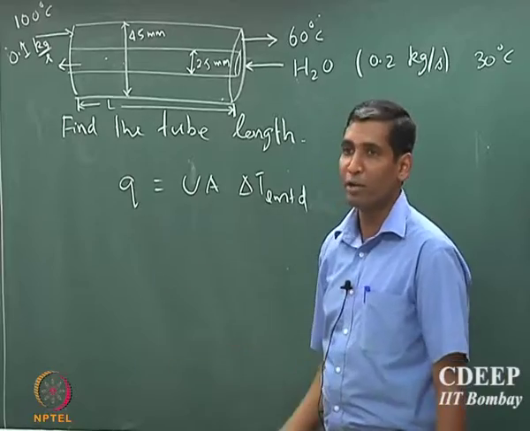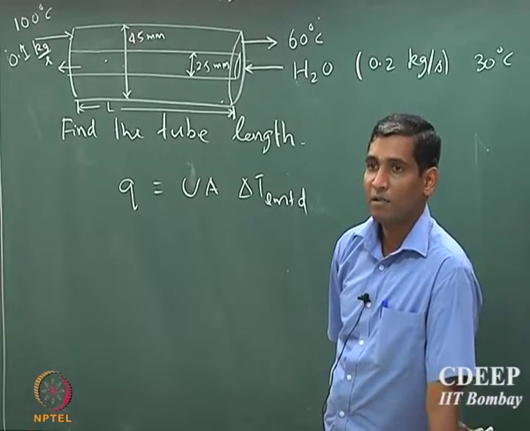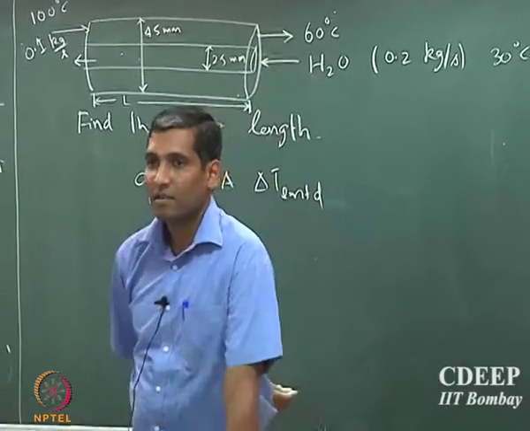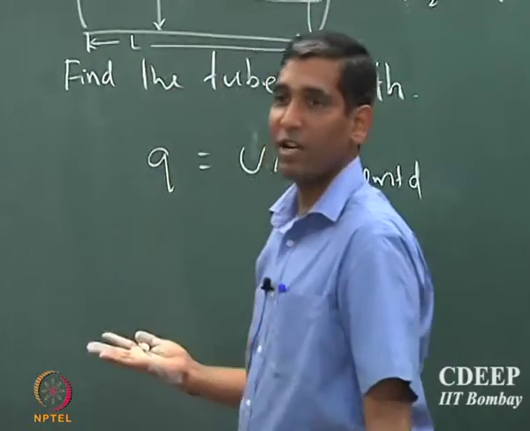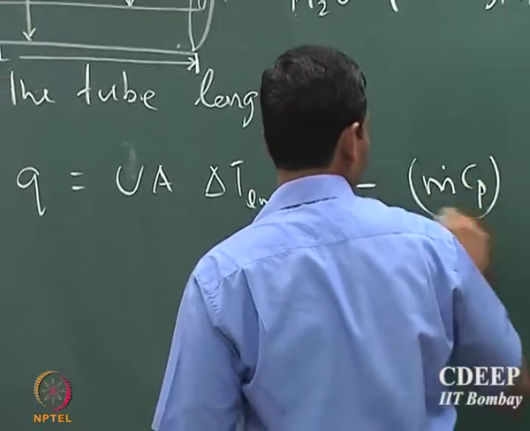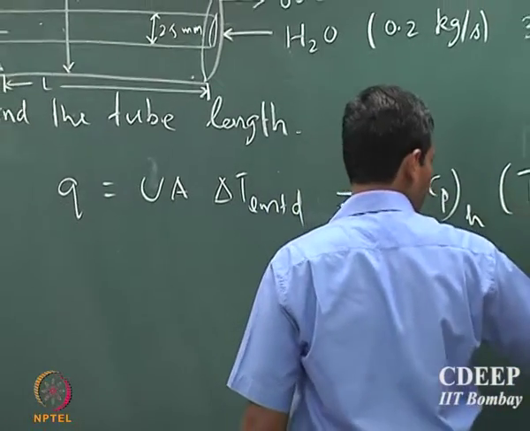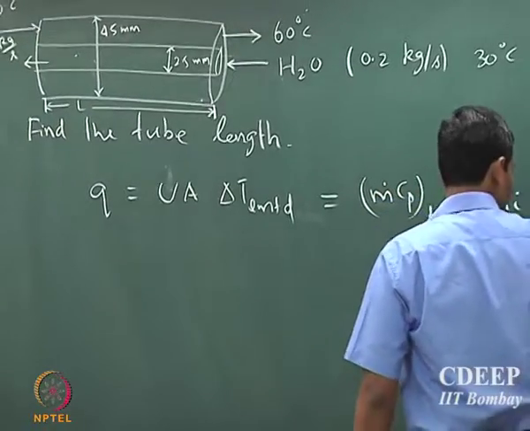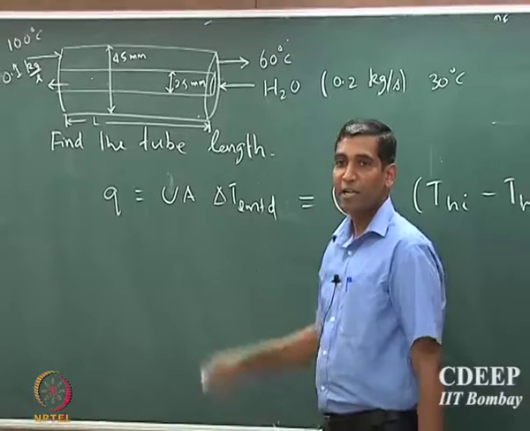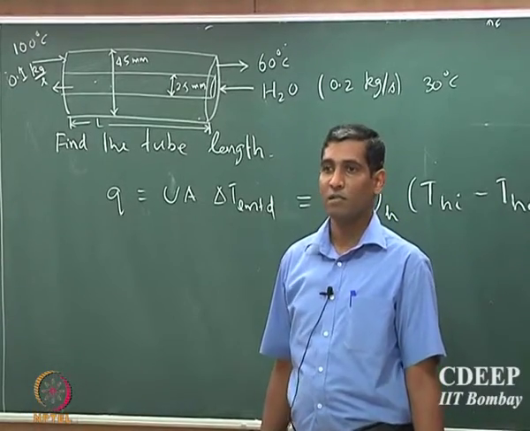What are the properties that we know already? What are the quantities that we already know? Do we know Q? Yes, we know. This is equal to m dot Cp of the hot fluid into Thi minus Tho. We can calculate that. We know that. Delta T LMTD, do we know that? How?